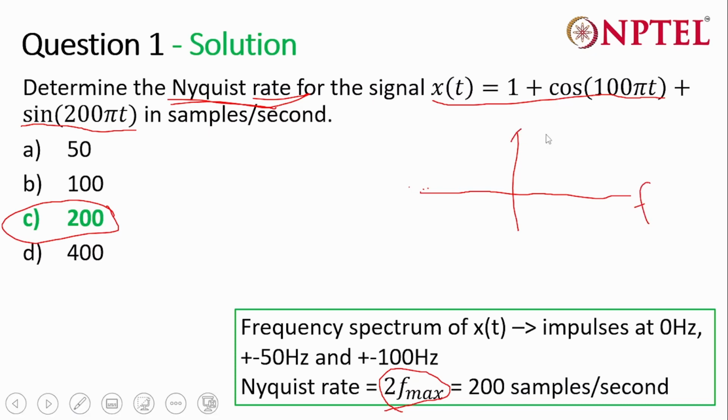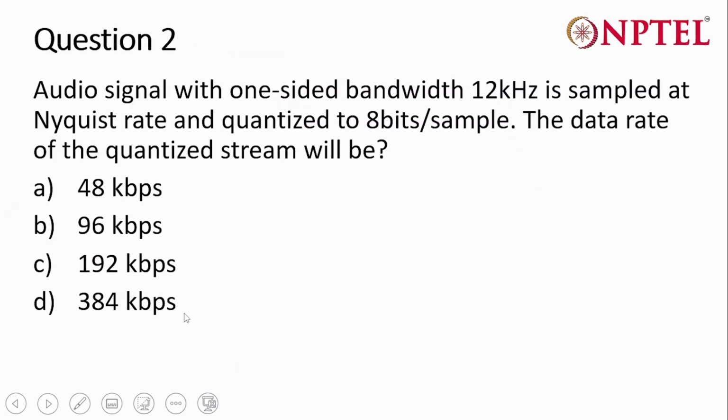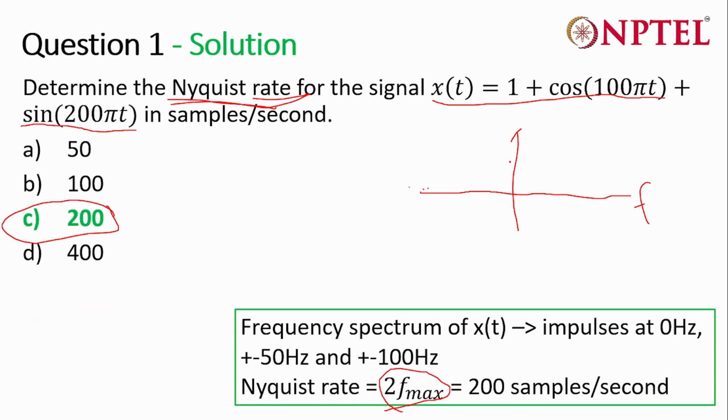So we'll have impulses at 0 hertz, and then because of cos of 100 pi t, I'm going to have impulses at minus 50 and plus 50 here. So cos of 100 pi t means I'll have half and half here. And then I have sine of 200 pi t. So we'll have another set of impulses, one at minus 100 and the other at plus 100. So this will be 1 by 2j and that will be minus 1 by 2j. So this is the signal representation in the frequency domain.